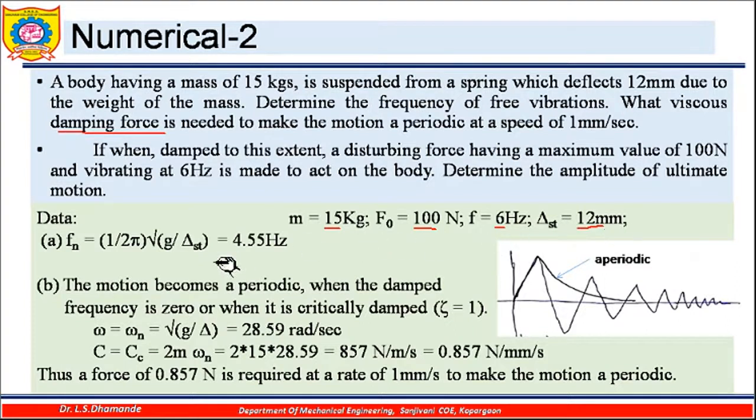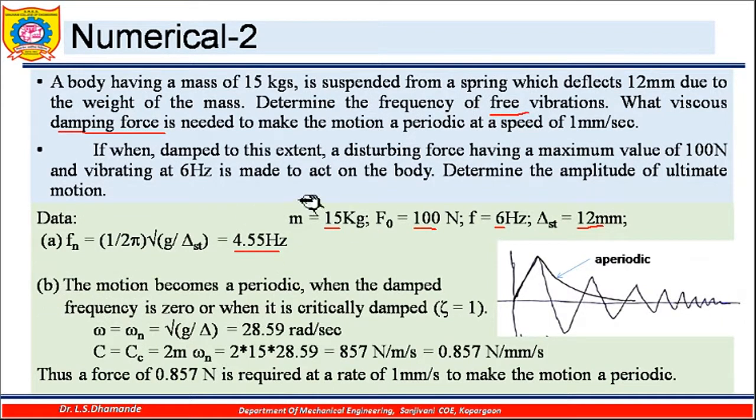So to find the frequency of free vibration, it is obtained by 1 upon 2 pi times the square root of g by delta. Delta is nothing but the static deflection. So 1 by 2 pi is a constant, g is also a constant, 9.81, and delta is 12 mm. So we will get a frequency of 4.55 Hertz. That is the first answer. Frequency of free vibration is over.